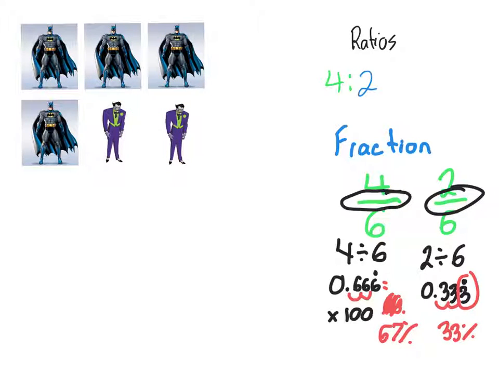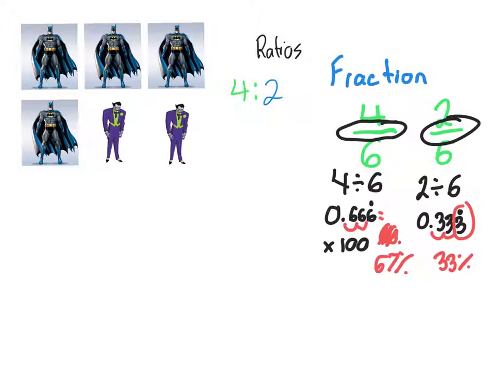So in this short amount of time, we've calculated the ratio, and the ratio compares 2 numbers. It compared Batman to Joker. We also did the fraction. The fraction is where we have a part of a whole. So we have the people from Gotham. We have 4 Batmen of 6 who live in Gotham. We also have 2 Jokers of 6 people who live in Gotham, and we can calculate the decimals and the percentages based on the fraction.